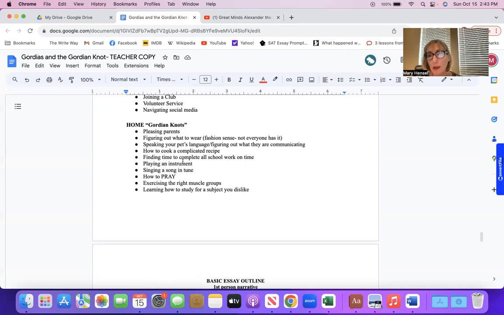How do you pray? I know so many of my students practice in temples and they tell me we pray or we honor the gods. How do you pray? That's a Gordian knot, right? Because it's not the same for everybody or every religion. Exercising the right muscle groups. Let me tell you, as an athlete, that is complicated.